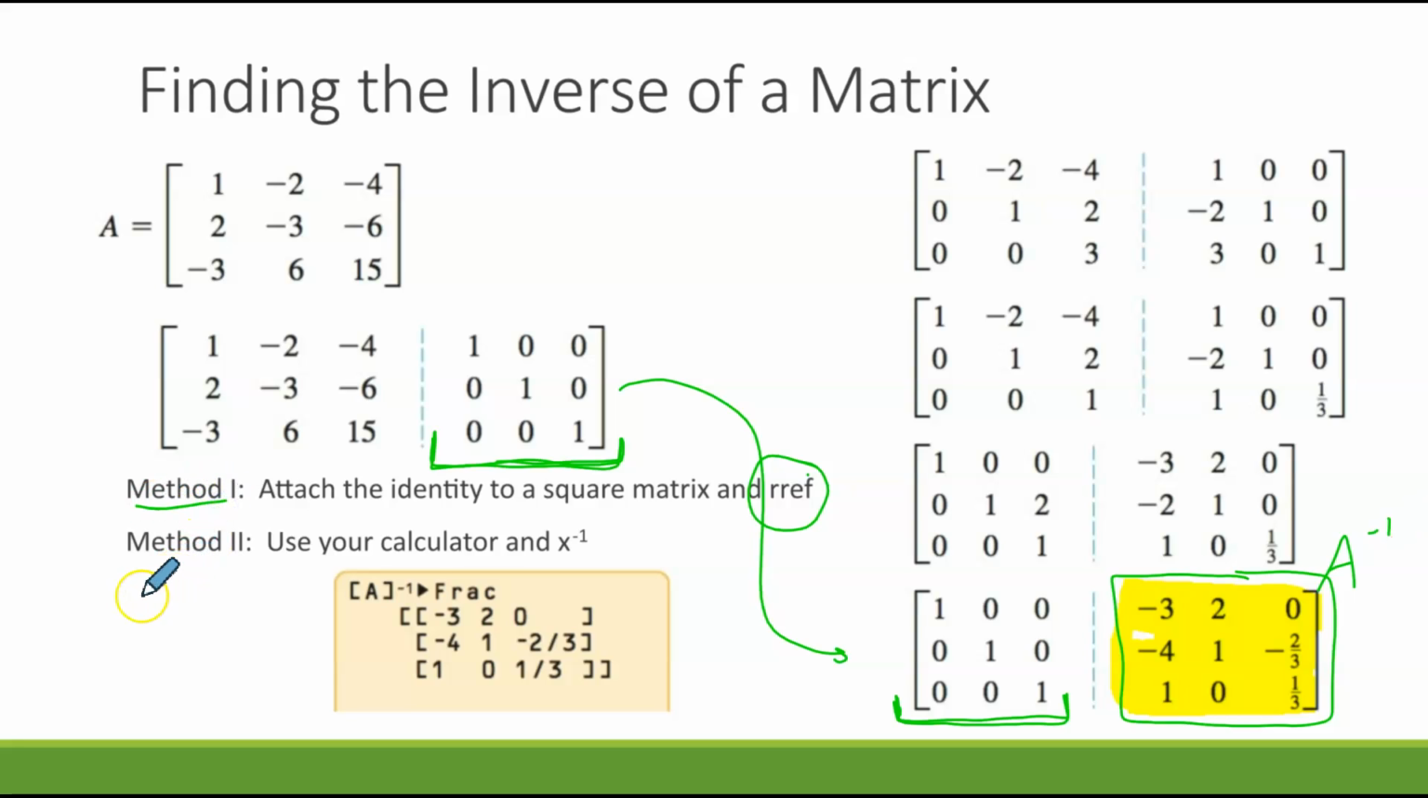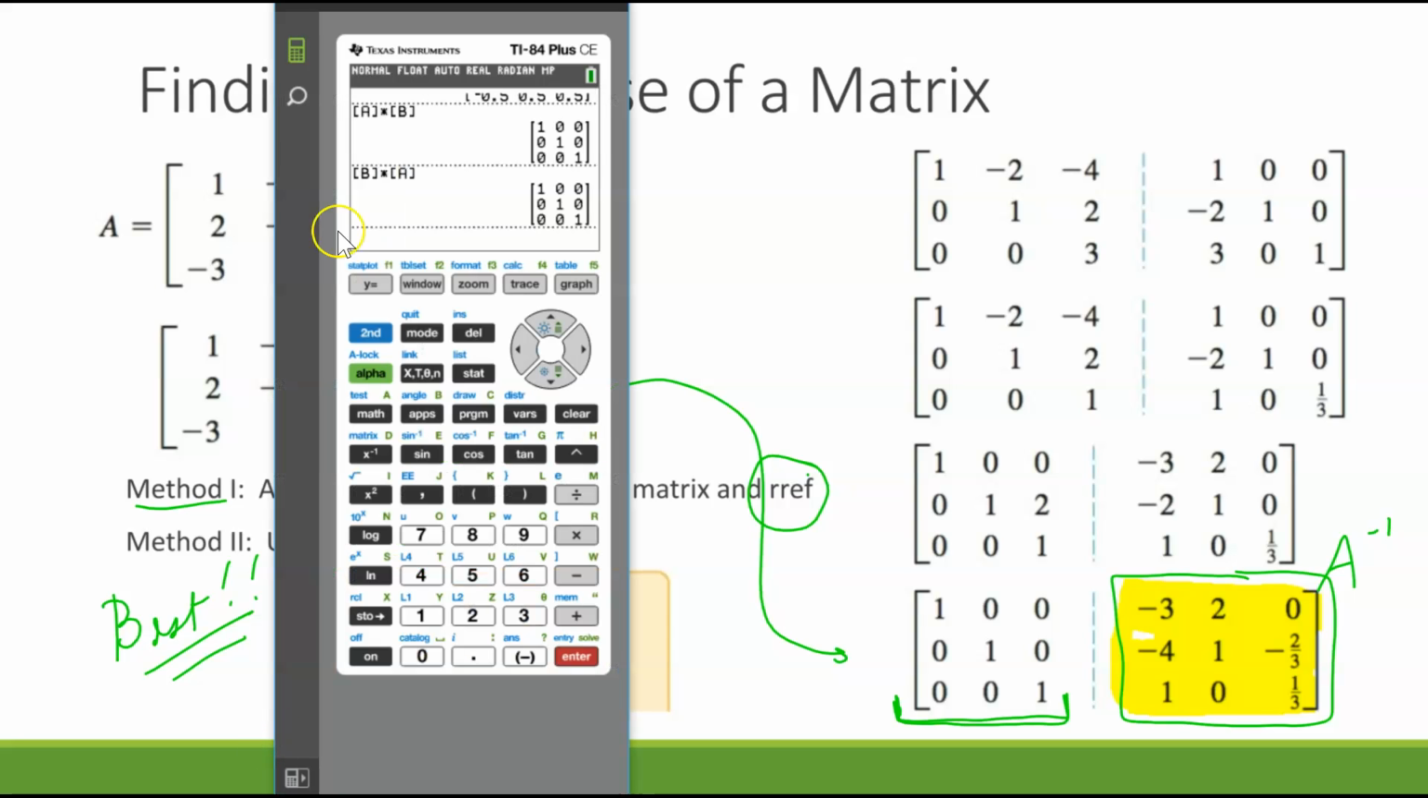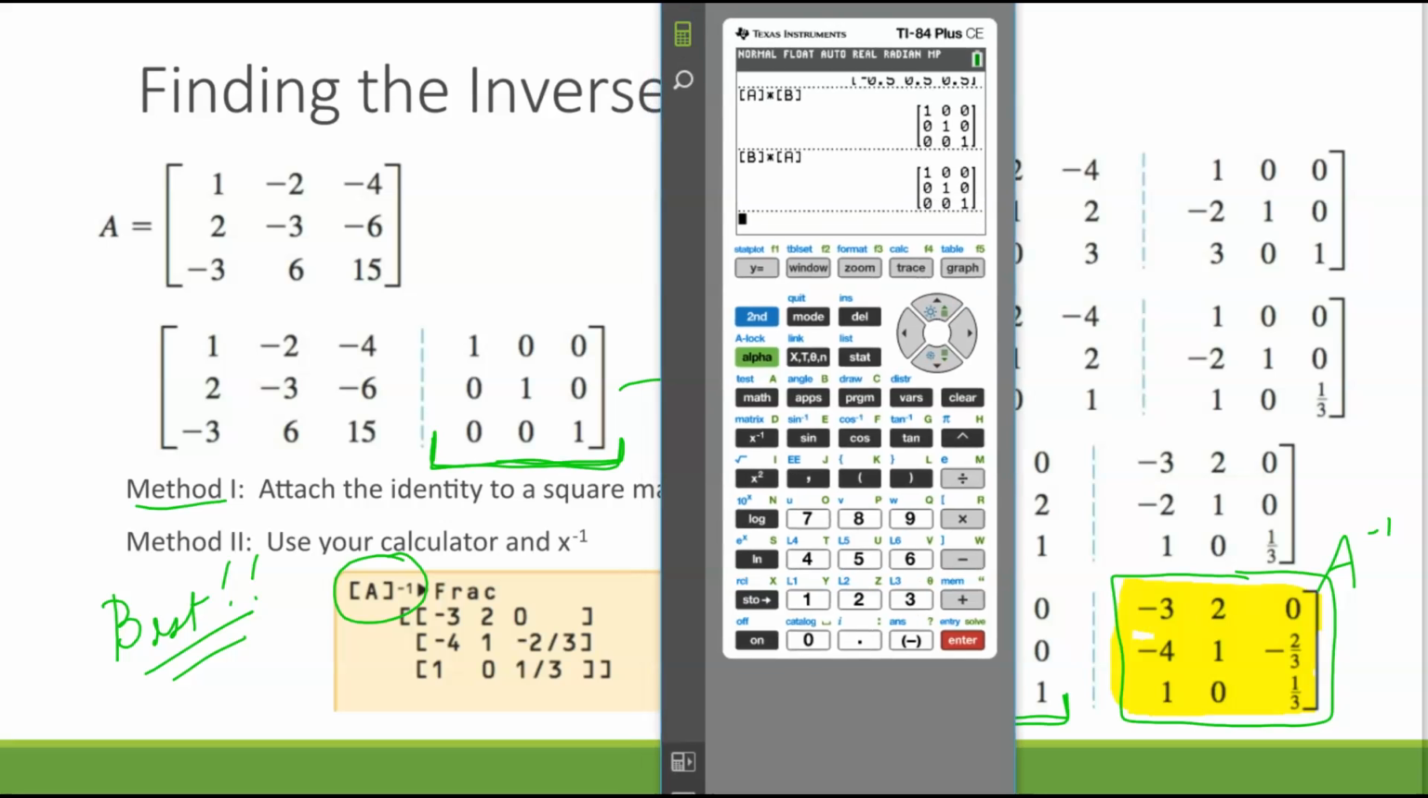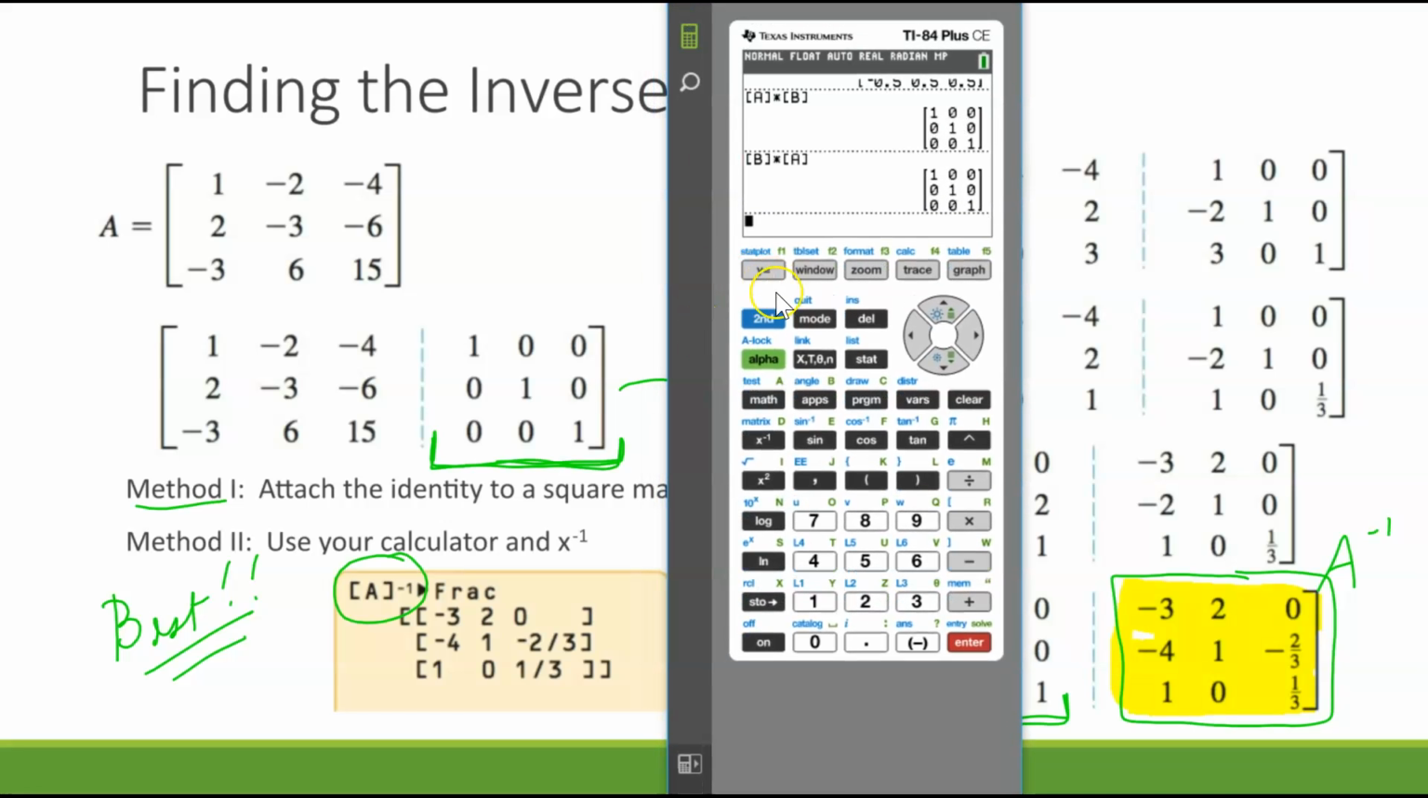That's method 1. Method 2 is best. What do we do with method 2? Method 2, we just look for this operation on our graphing calculator, and then we have a quick answer. Okay, so if we put in matrix A, I'm going to clear that out. We're going to say second matrix, edit A. The instructions here would be find the inverse if it exists. Not every matrix has an inverse.